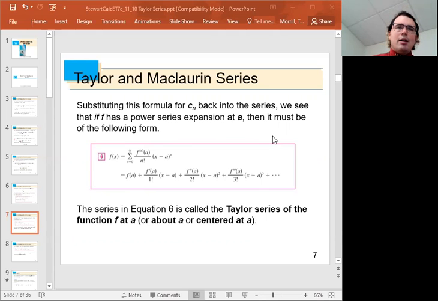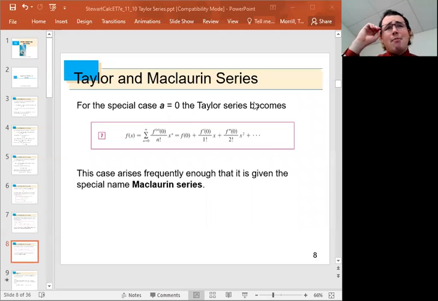Now, it's very convenient, as long as our series converge, to take A equals 0. It makes the mathematics a little bit easier to look at. I don't have to worry about subtraction as much. And you'll sometimes see this kind of a power series. It is a Taylor series. You'll sometimes see it given a special name just because it comes up a lot.